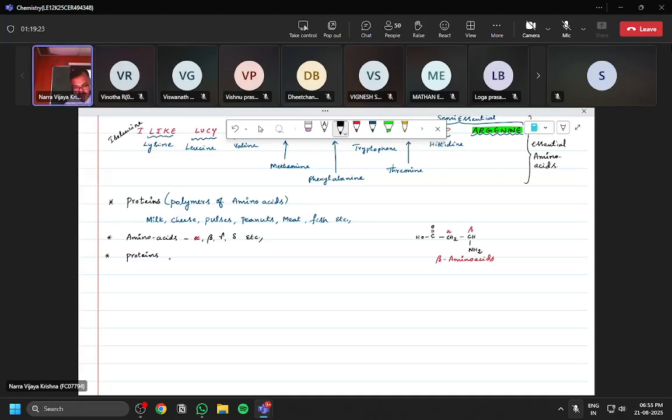Proteins on hydrolysis should give only alpha amino acids. Then only I call it a protein, right? The names of these amino acids are all common names, based upon the source. For example, glycine. This amino acid glycine is obtained from glycose.